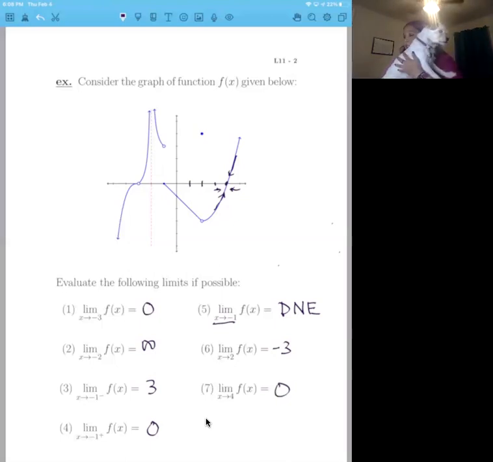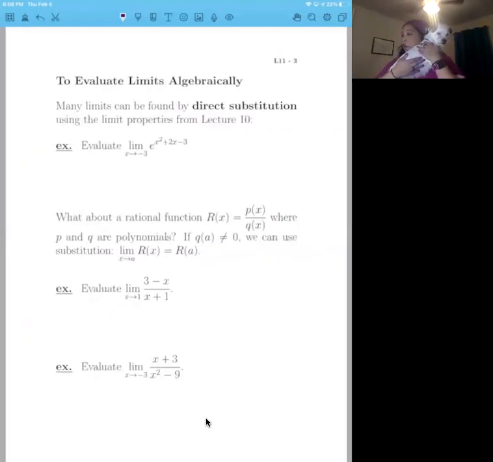All right, so that's from a graph. Now what we want to do is limits by direct substitution. We can do direct substitution as long as it is defined where we're taking the limit. So if I look at the first example, and we looked at a lot of these properties on lecture 10, but we didn't get to do a lot of examples. So let's do some of those.